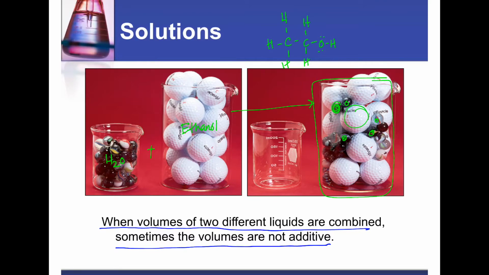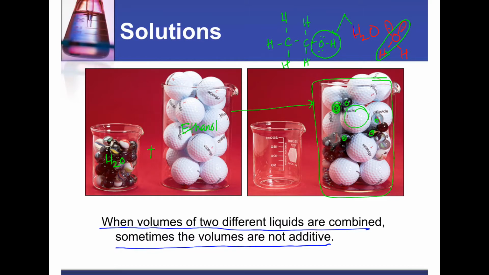It also happens when there are very strong intermolecular forces between the molecules. In this case, we had water, and water can do hydrogen bonding because it has a hydrogen bonded to an electronegative atom with a lone pair. But if you look at ethanol, it can also do hydrogen bonding. So water and ethanol are very attracted to each other, and they have very different sizes. And so that's why the fact that the volumes are not additive is really obvious.